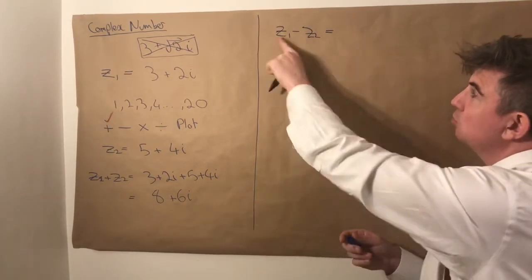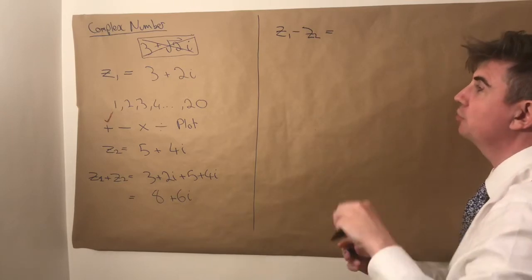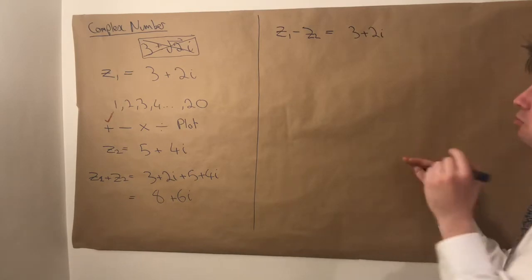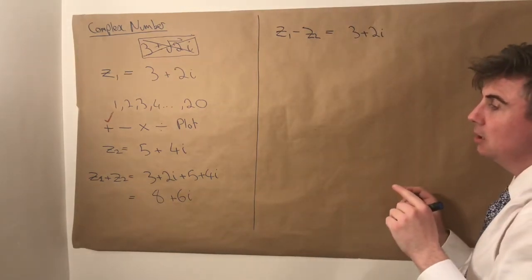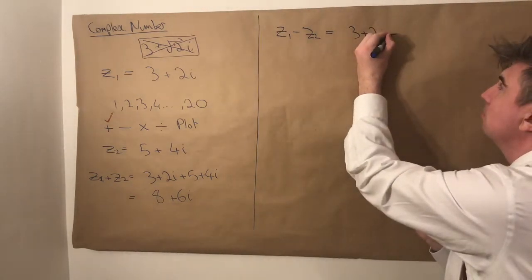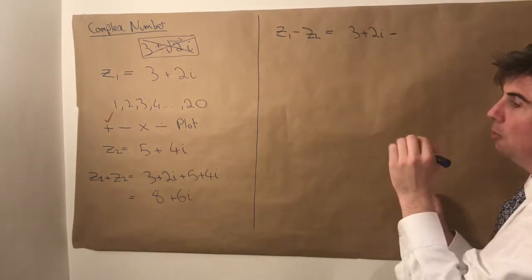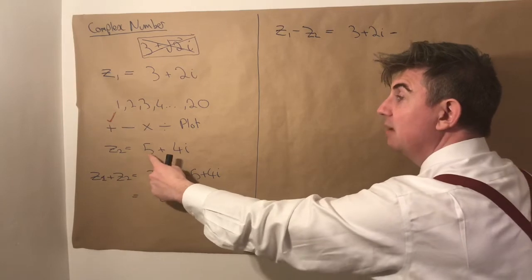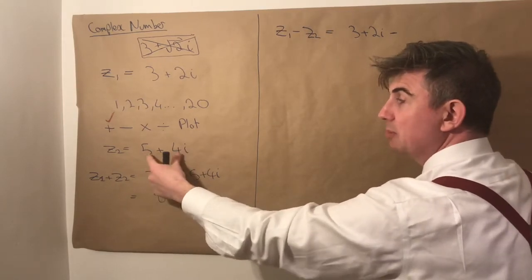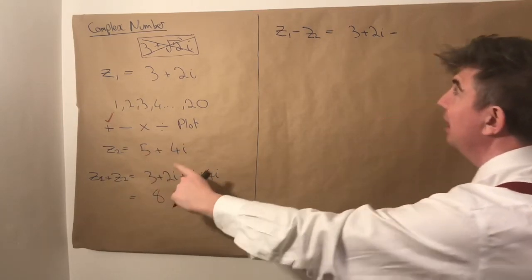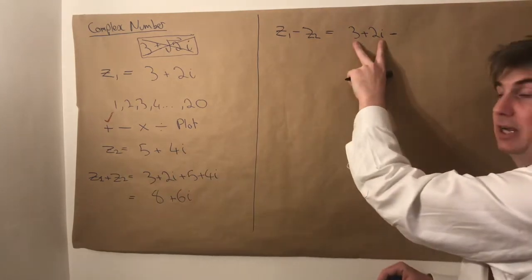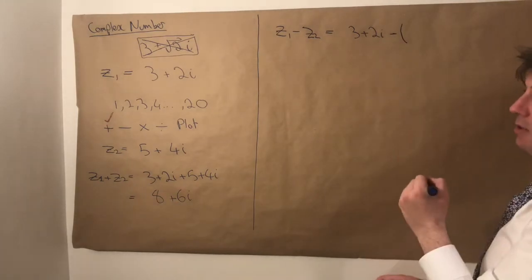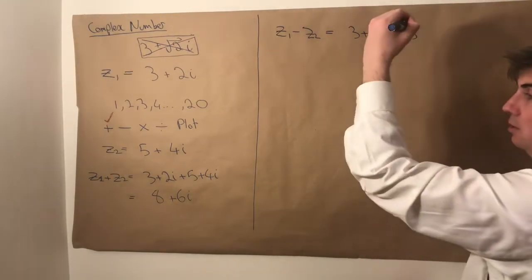So I'm now going to go with Z1 take away Z2. So I have 3 plus 2i. Now I need to be really, really careful here. So I'm going to put in a minus. But both of these parts, not just the 5 plus the 4i, both of those parts, the real part and the imaginary part, have to be taken away from this number here. So to show that this minus is acting on the entire complex number, I'm going to write 5 plus 4i.